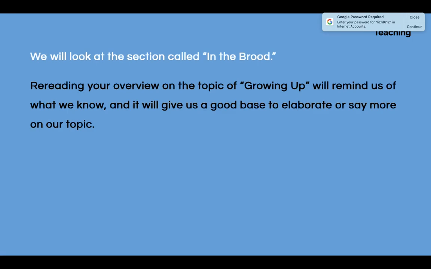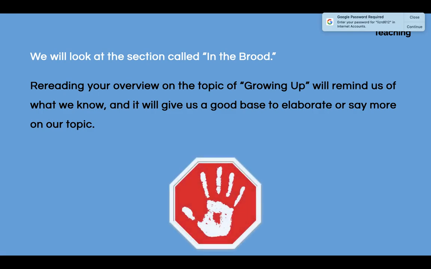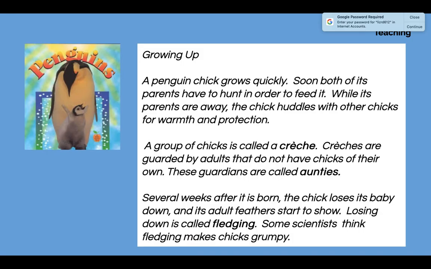Now, we are going to read this section of In the Brood, but before I read it, it's going to be important that I go back and reread my easy overview book on the topic of growing up. I always go back to reread this so that I have a good base of information to elaborate, or say more, on the topic. So I don't want to go to any other books until I go back and reread that one section in my easy overview book. So let's take a look at what my easy overview book has to say about growing up.